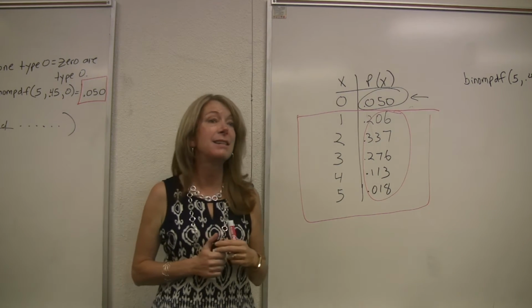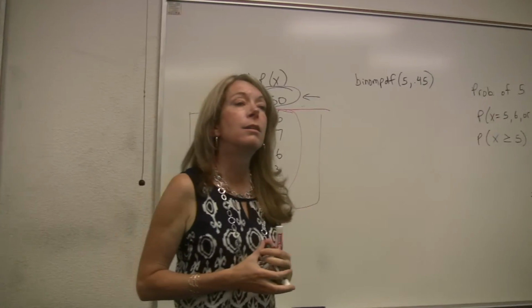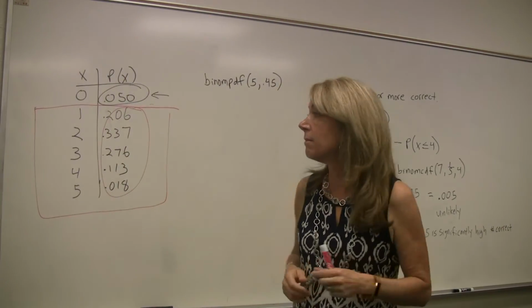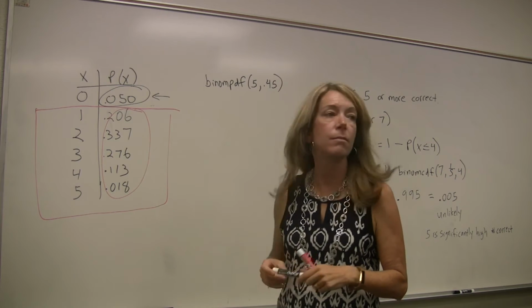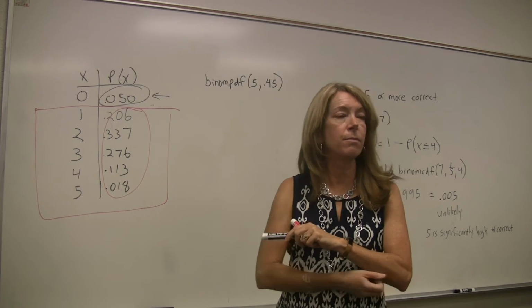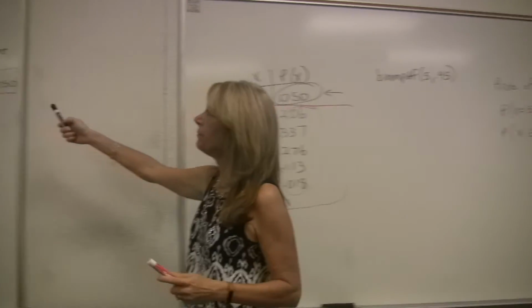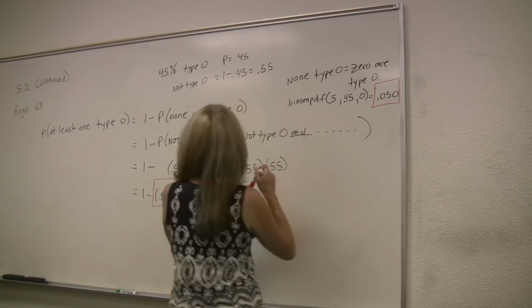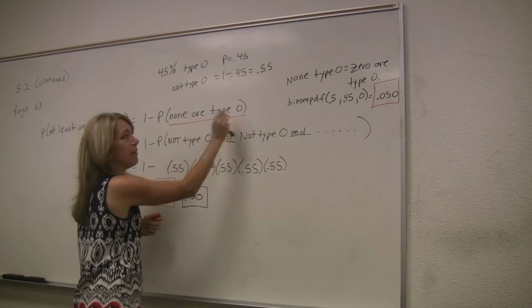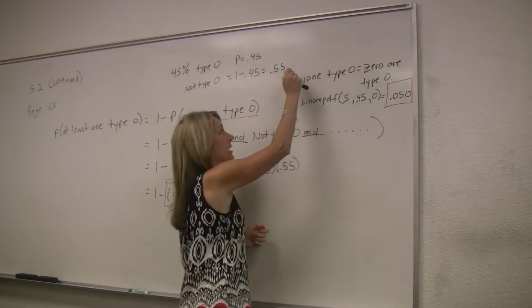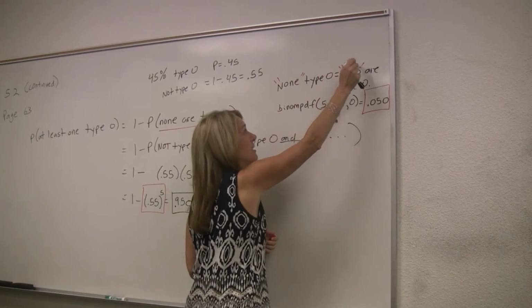Questions? Yes. For the binomial PDF, I see how we got 5.45, but then for the x value where it says 0, I'm a little confused why we did that over here. Yeah. Because for this particular one, we were worried about none are type O. Oh, okay. And if it's none, that's the same as saying 0. Got it.